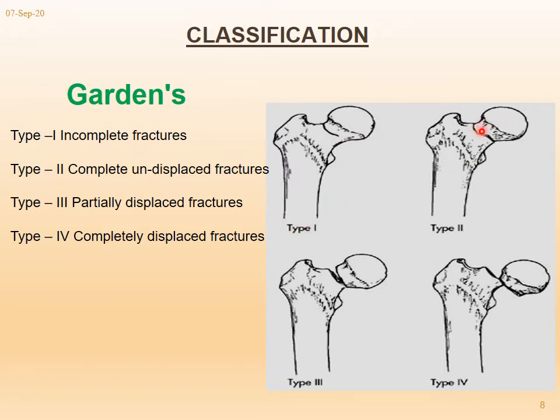When the fracture is complete from one cortex to the other, it is known as type 2, but it is undisplaced. The anatomy still does not look disturbed. In type 3, one side is disturbed, one side is still in alignment. And in type 4, when there is gross or complete displacement of the fracture, this is known as type 4.